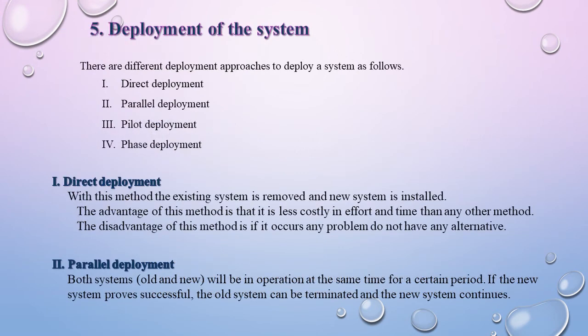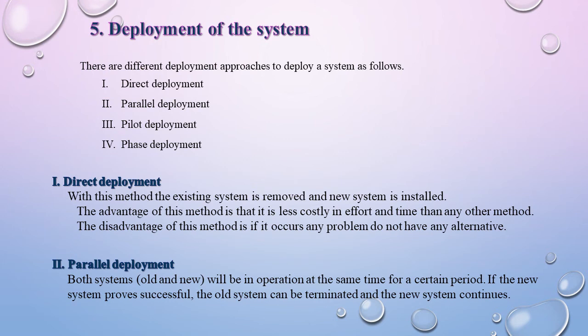5. Deployment of the system. There are different deployment approaches to deploy a system as follows. 1. Direct deployment. 2. Parallel deployment. 3. Pilot deployment. 4. Phase deployment. 1. Direct deployment. With this method, the existing system is removed and the new system is installed. The advantage of this method is that it is less costly in effort and time than any other method. The disadvantage of this method is that if any problem occurs, there is no alternative.